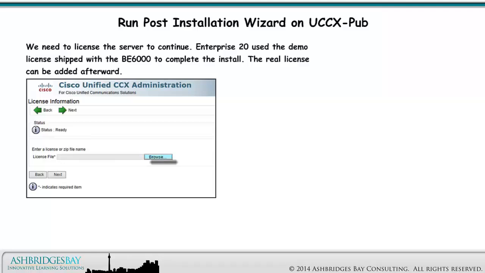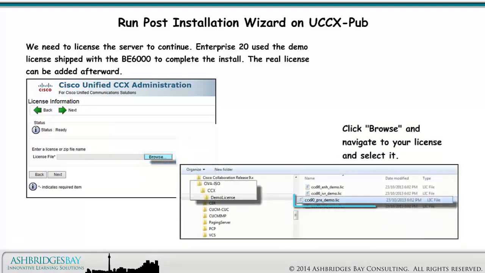We need to license the server to continue. Enterprise 20 used the demo license shipped with the BE6000 to complete the install. The real license can be added afterward. Click Browse and navigate to your license and select it.